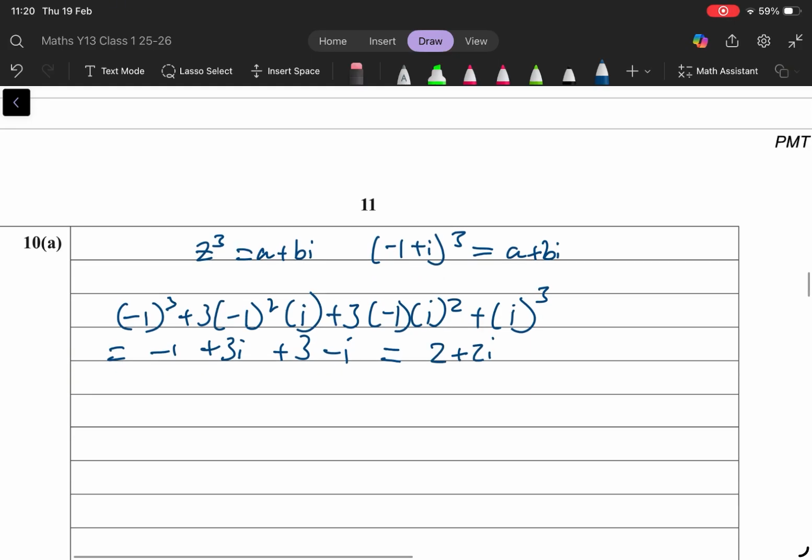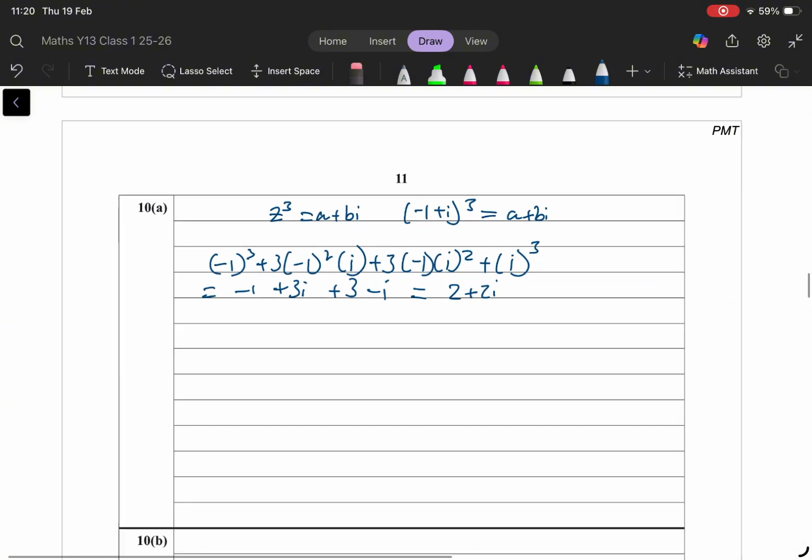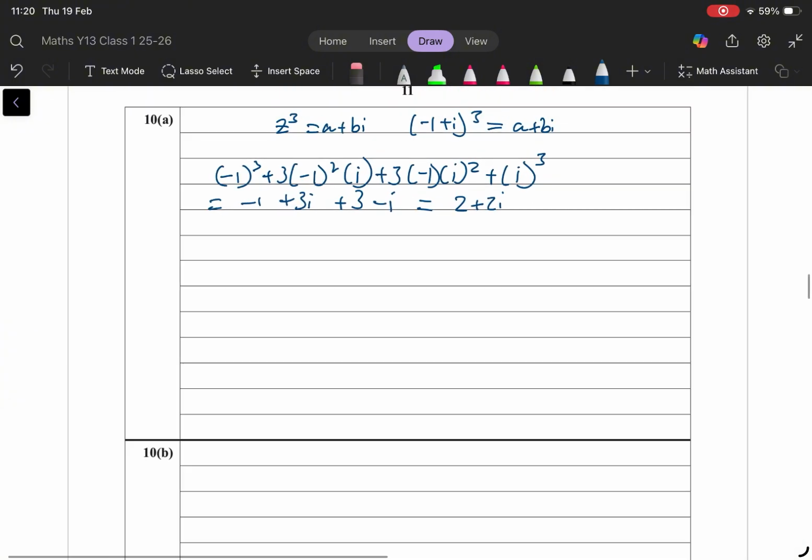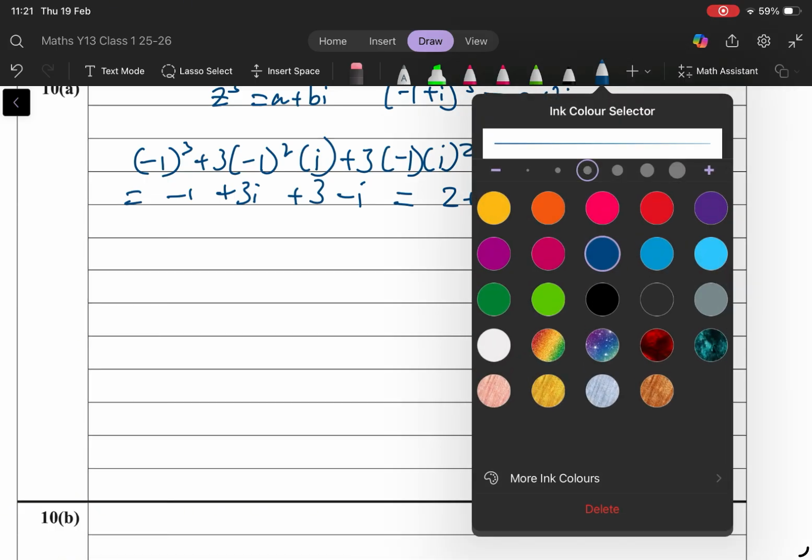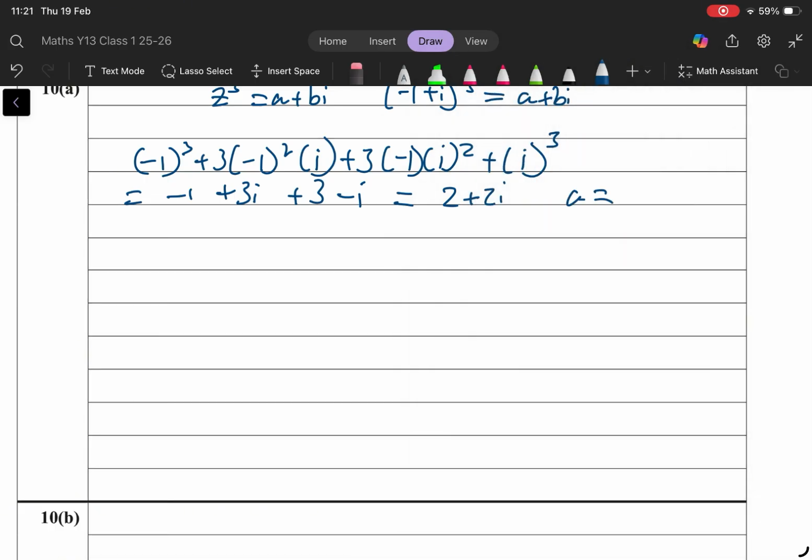So let me just double check that because I made quite a few mistakes there. Minus 1 cubed is minus 1. 1 times i is i, 3i. Minus 1 times minus 1 is positive 1. So it's just 3 minus i. Yeah, okay, that seems right. So I want a and b, so a equals 2, b equals 2.